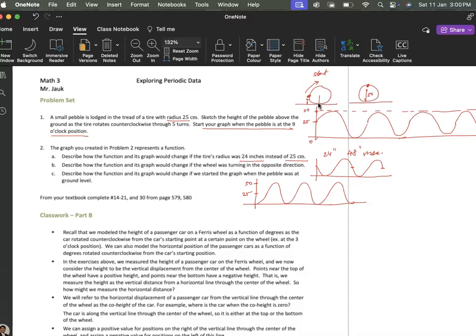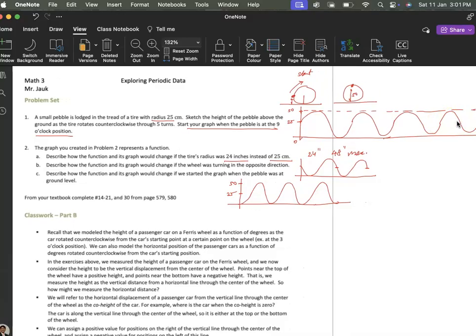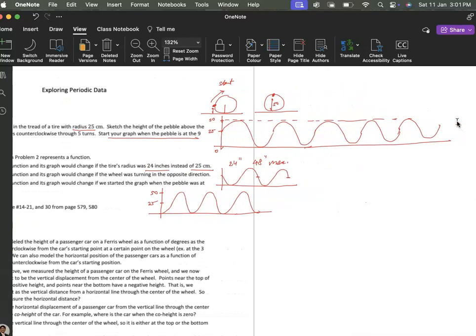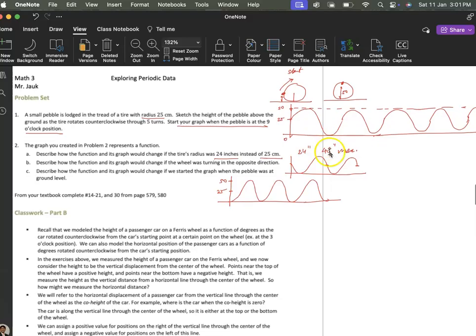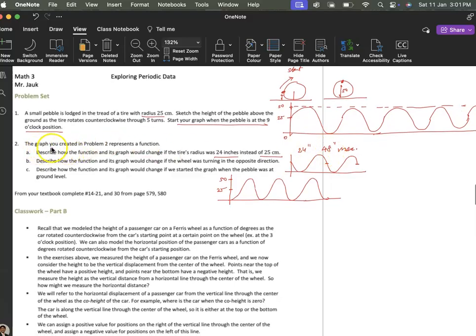Then the height will become 0. Yeah. Then again it will become 25. So this moves up, moves down, comes here. And since the radius is 25, the diameter is 50. Correct. So that means that the maximum point is 50. You just know that. Okay. And this is 1, this is 2, this is 3, and this is 4, 5. So 5 turns, yeah. Now, the graph that you created from 2 represents a function.